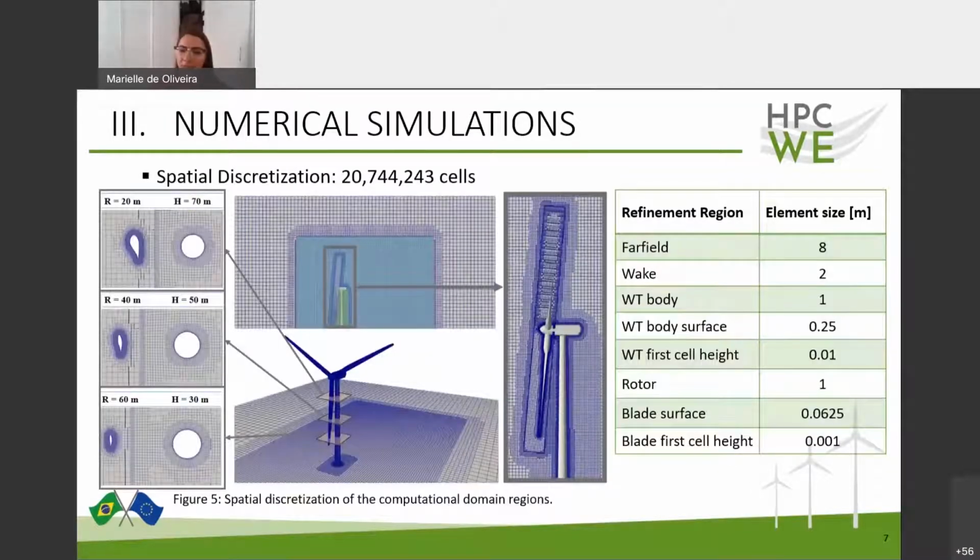The mesh obtained through the strategical partition was composed of about 21 million cells. Figure 5 presents some images of different regions of the mesh, which is composed of elements of the size of 1 millimeter close to the blade's wall, 1 centimeter close to the tower wall, and 8 meters in the far field region.